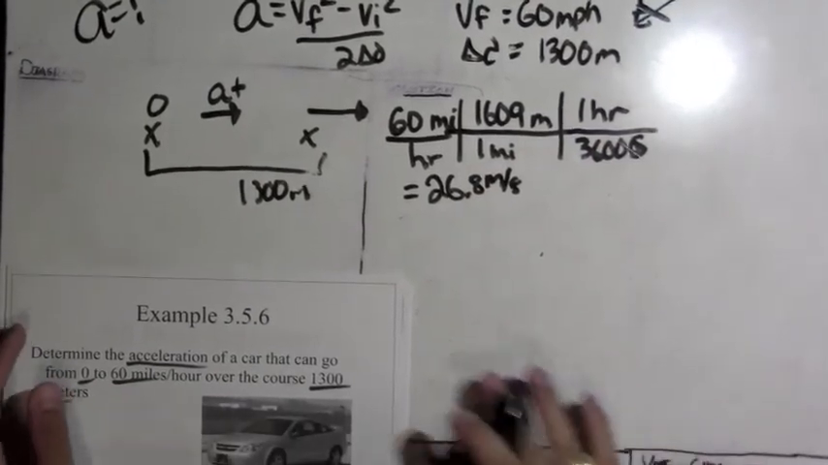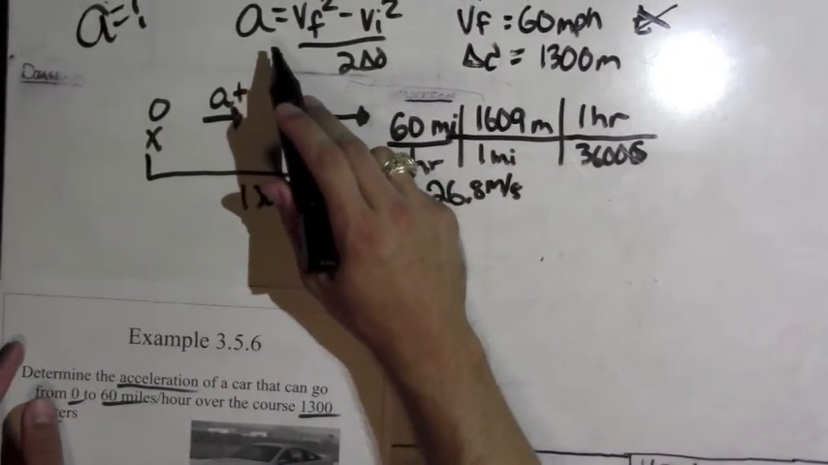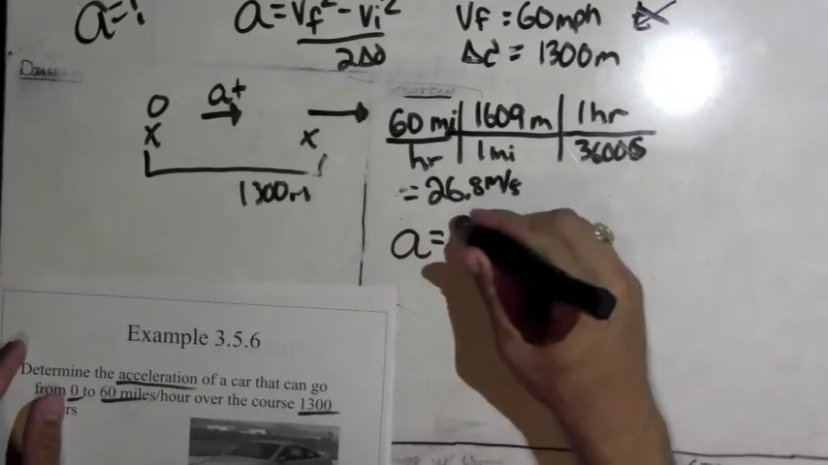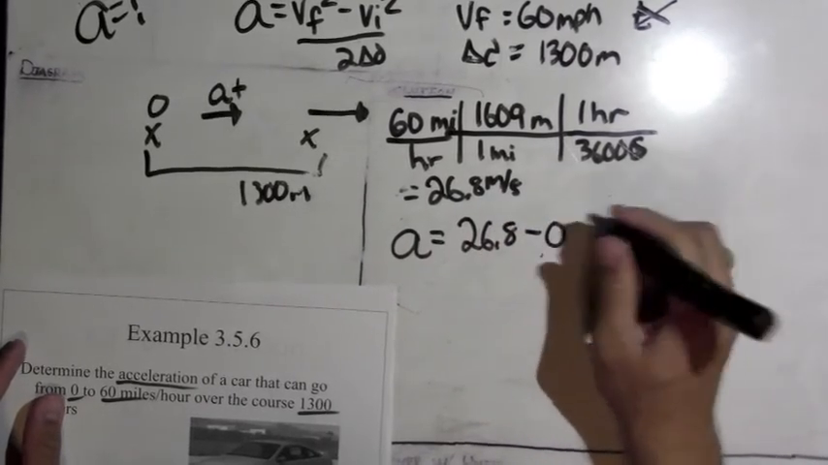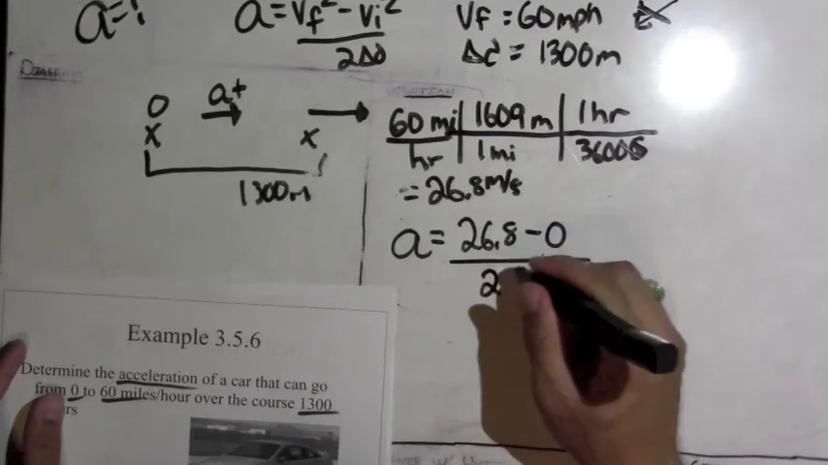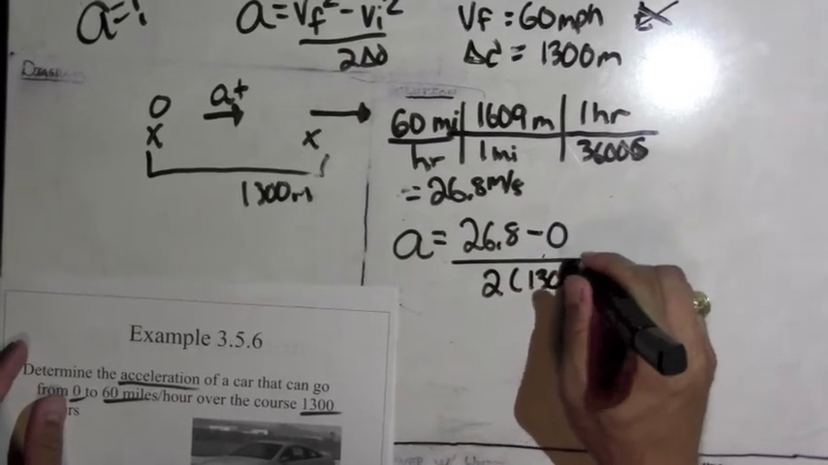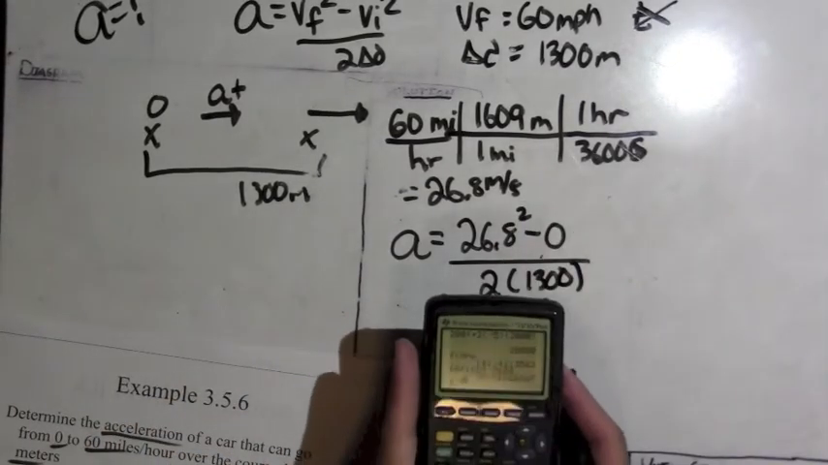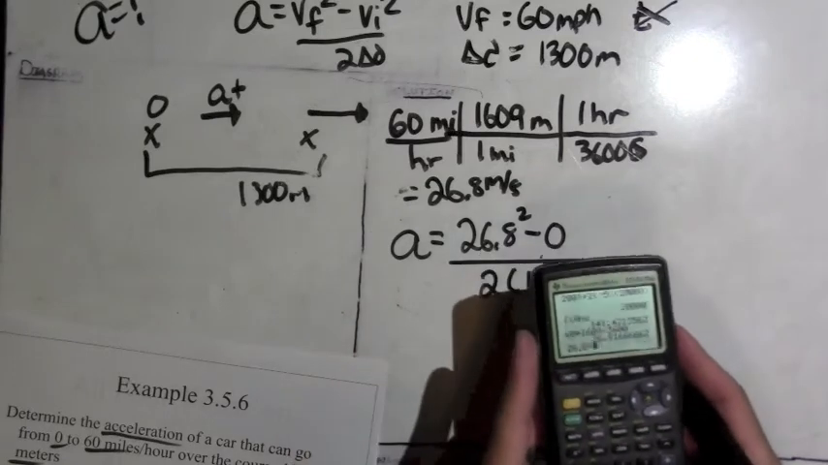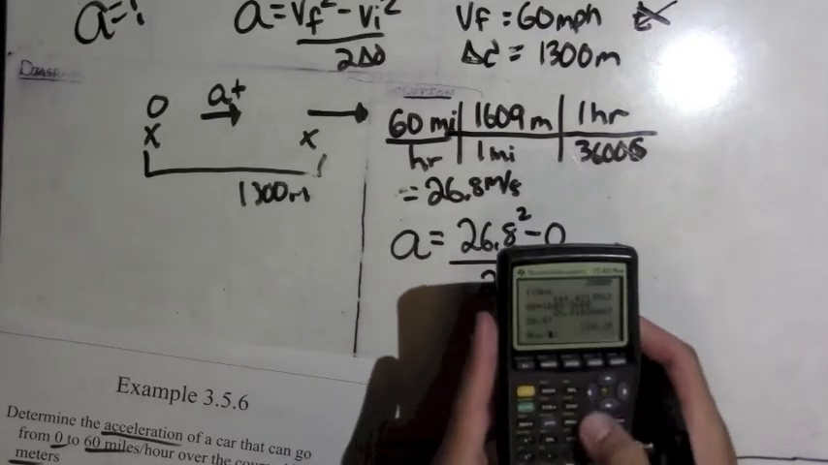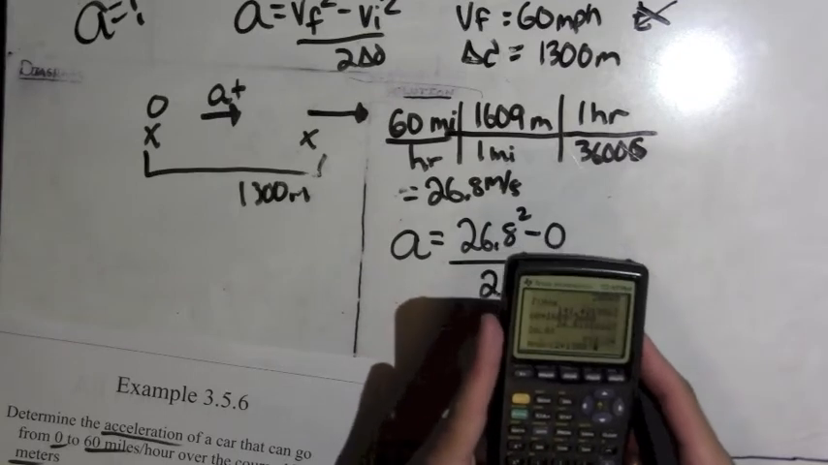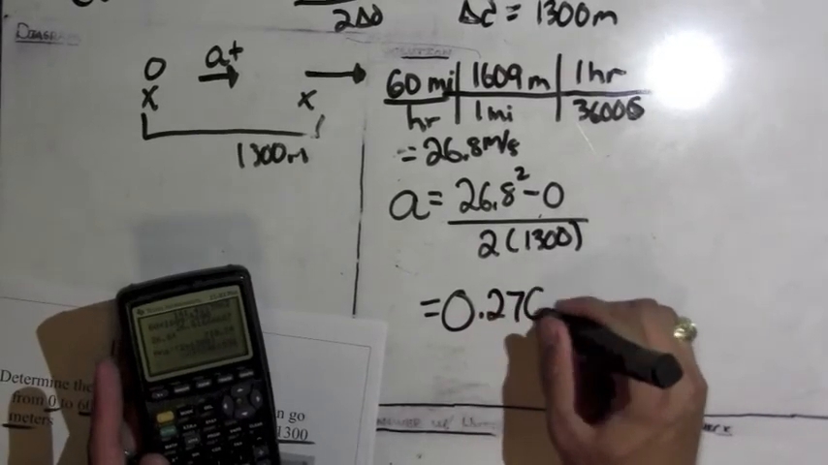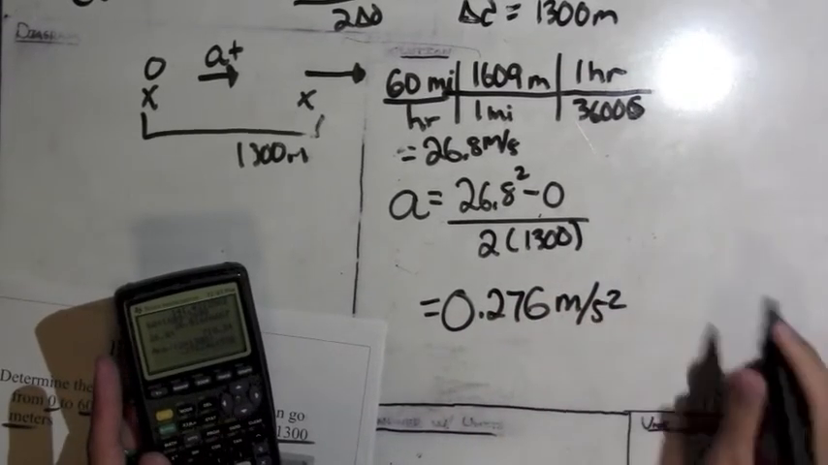So now our equation is in the exact form that we want it to be in. A equals VF squared minus VI squared divided by 2D. So now we just plug our numbers in. We're going to say A is equal to 26.8 minus 0 divided by 2 times 1,300. Oh, excuse me, I forgot the square term. So 26.8 squared divided by 2 times 1,300. And when you do that, you get an acceleration of 0.276 meters per second squared.